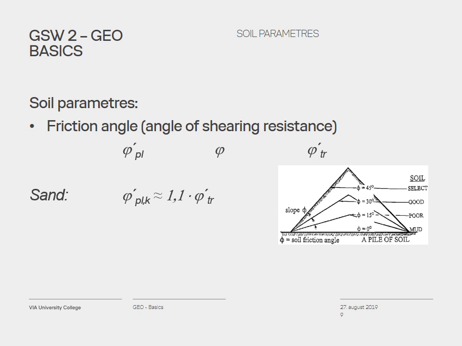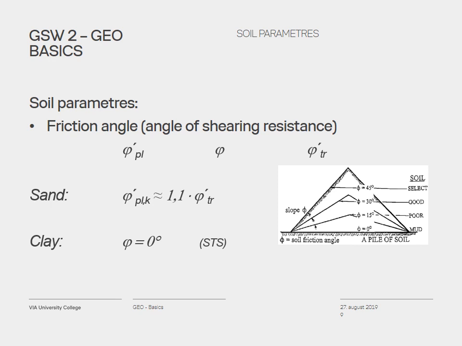For sand, the phi prime, the effective friction angle, can be determined as 1.1 times the triaxial friction angle found in the laboratory. And the K is then the characteristic value.